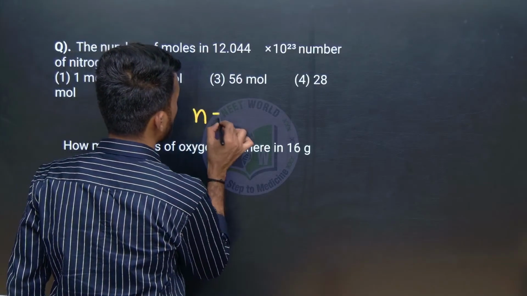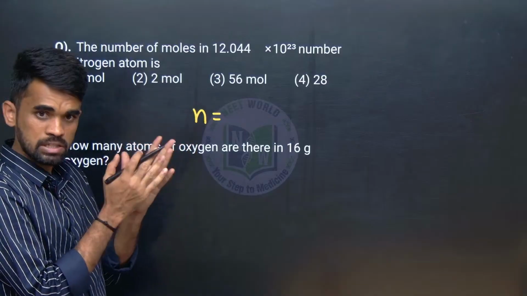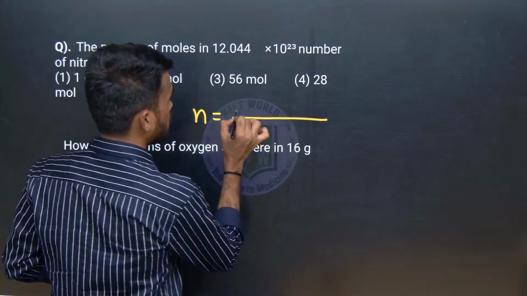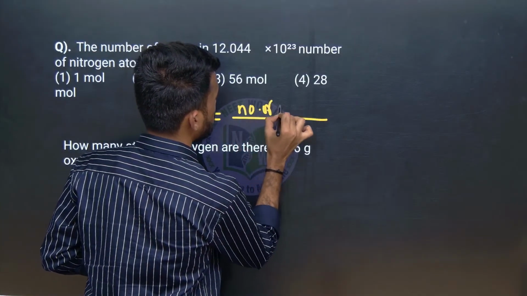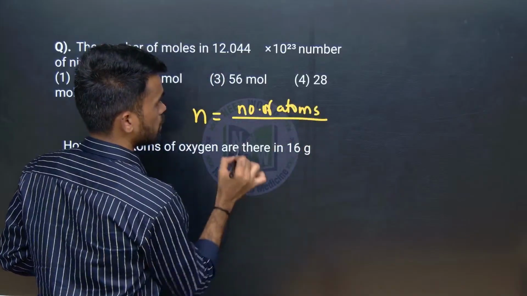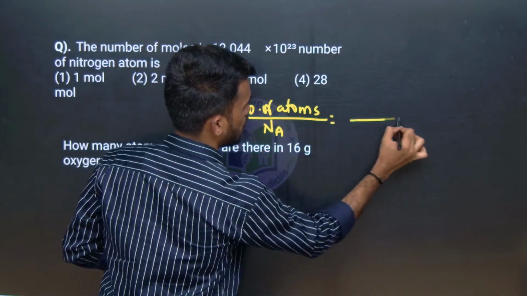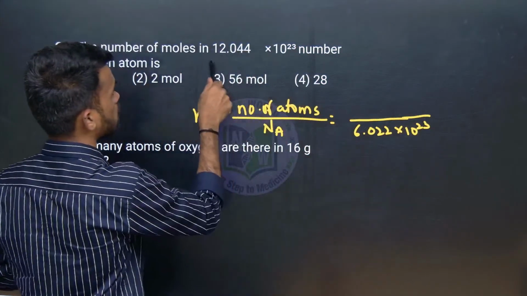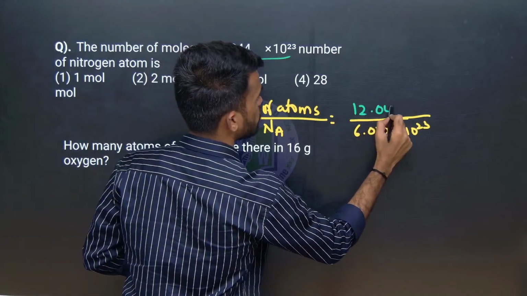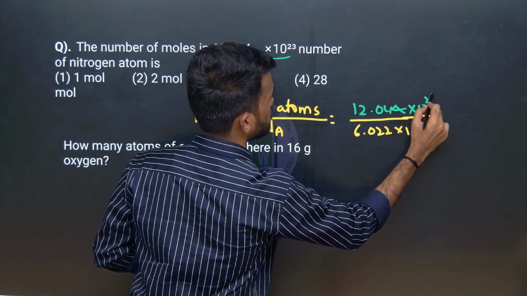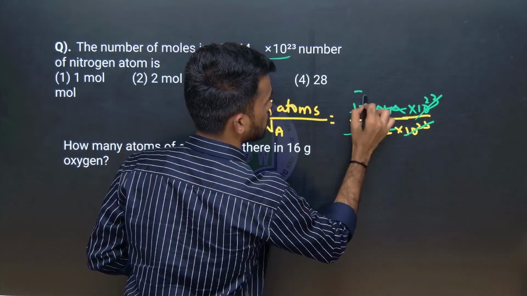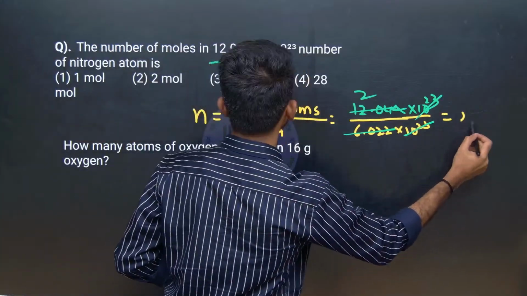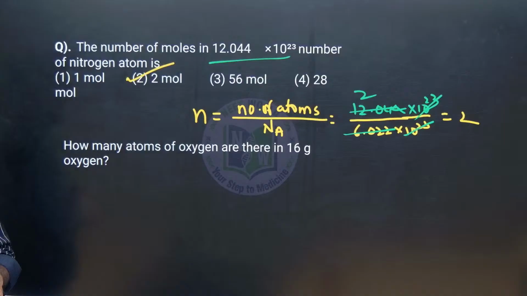Directly you can use a formula, or if you want you can use that unitary method also, you will get the same answer. Okay. So what we can write here? Number of moles equals to given number of atoms they mentioned by Avogadro number. Avogadro number is 6.022 into 10 power 23. Number of atoms how many they mentioned? 12.044 into 10 power 23. So this is 2 times. So how many moles we got? 2 moles. So your answer is 2 moles.